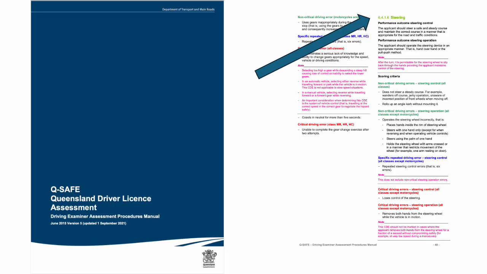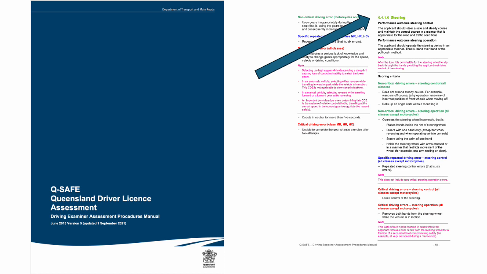Okay, so on the left side of the screen, we've got the Q-Safe Queensland Driver License Assessment. And on the right side, I've just put page 48, and that has the performance outcome for steering control and steering operation. So what you would do as a trainer is make sure that you're familiar with what the performance outcome requirements are, because that gives us a clear goal as to what we're working towards as a trainer.